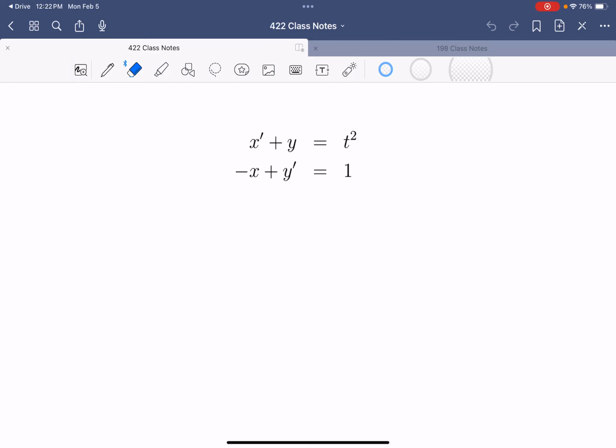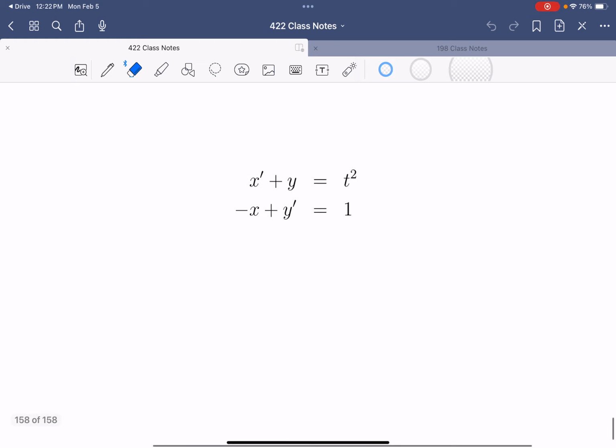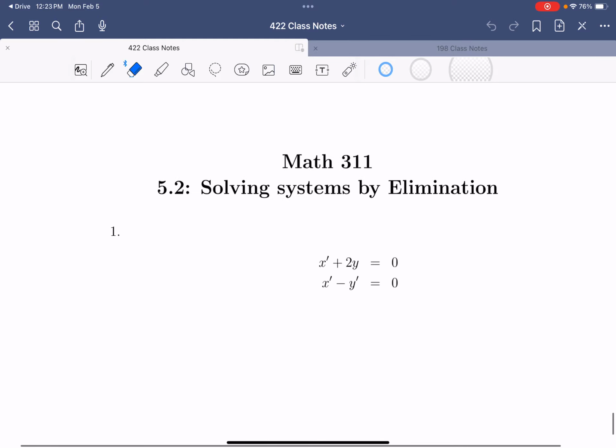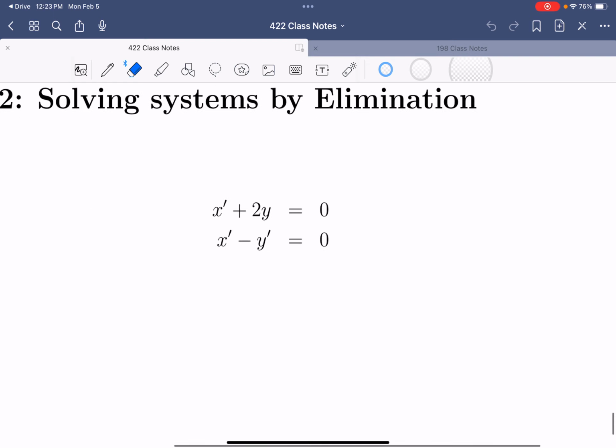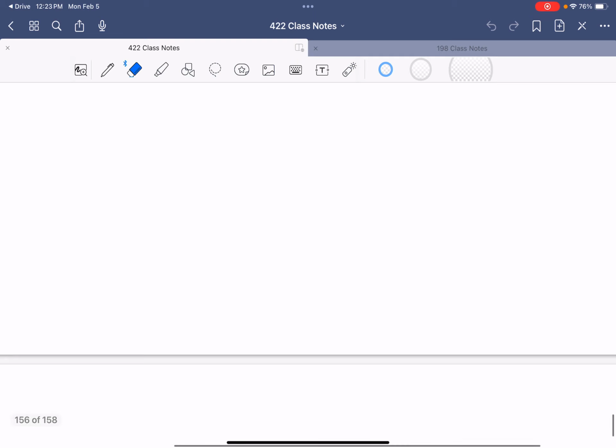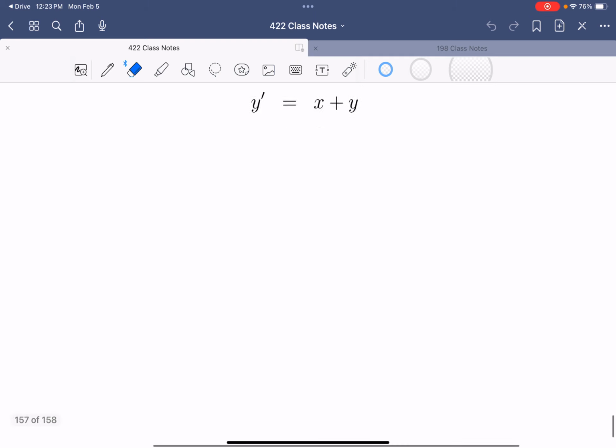Hi all. This is a quick video to show you the solution to the non-homogeneous system. That is number 3. So if I go up, this is our practice problems from section 5.2 on solving systems by elimination. On Friday, we worked through the first two, right? And that one and this one, okay?